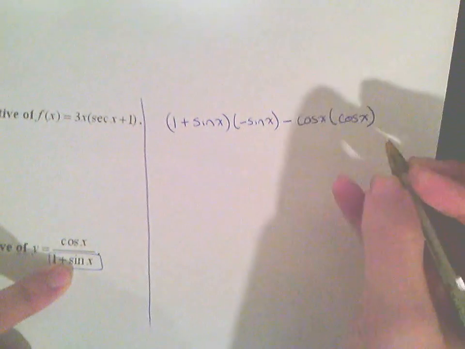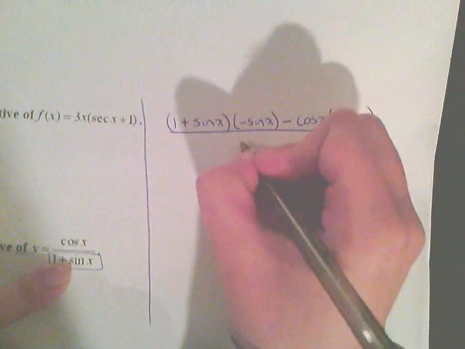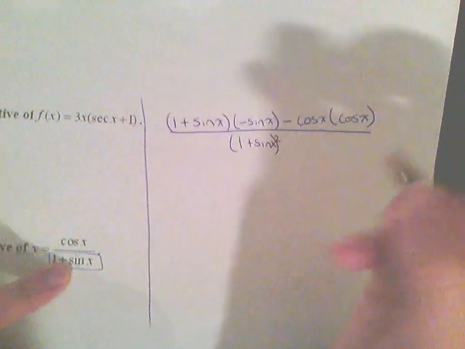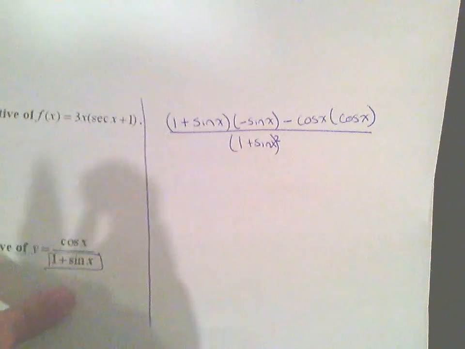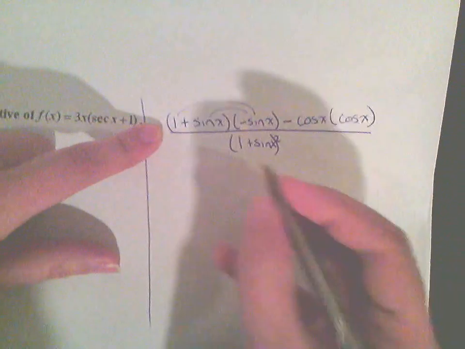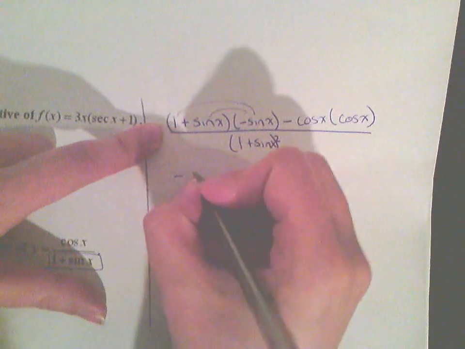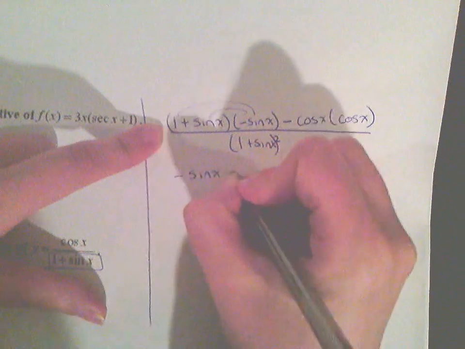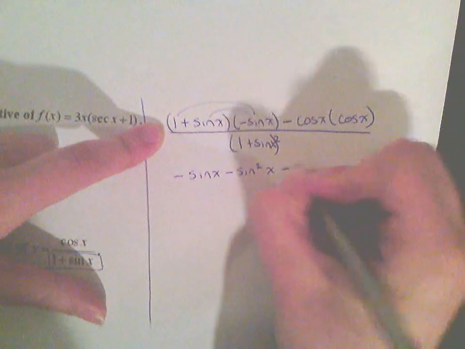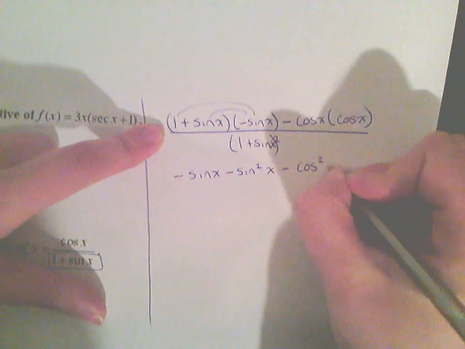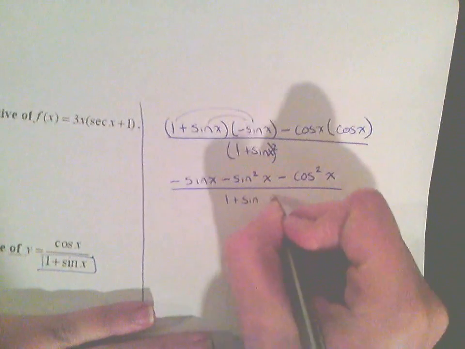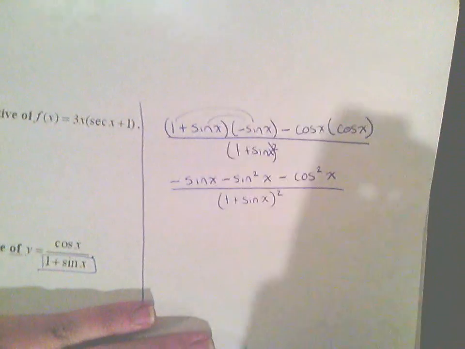So it actually cleaned up pretty nice. And then all of that is over (1 + sin x)^2. Remember, the bottom is squared. All right, so when we clean this up, I'm going to distribute this negative sine of x to everyone. So this is negative sine of x minus sine squared of x, and then minus cosine squared of x, and all of that is over (1 + sin x)^2.